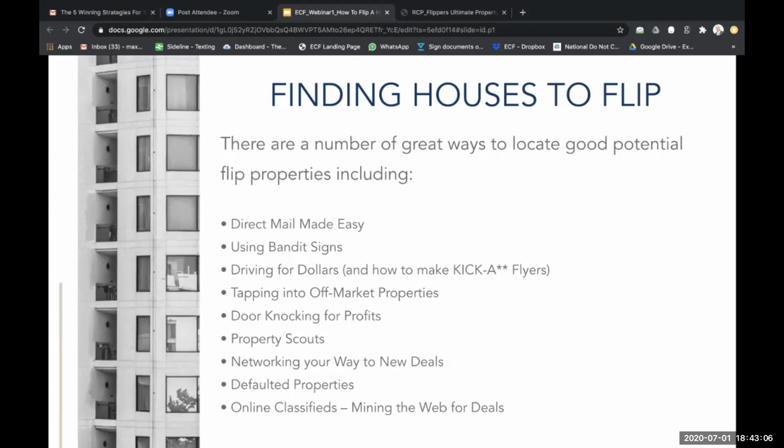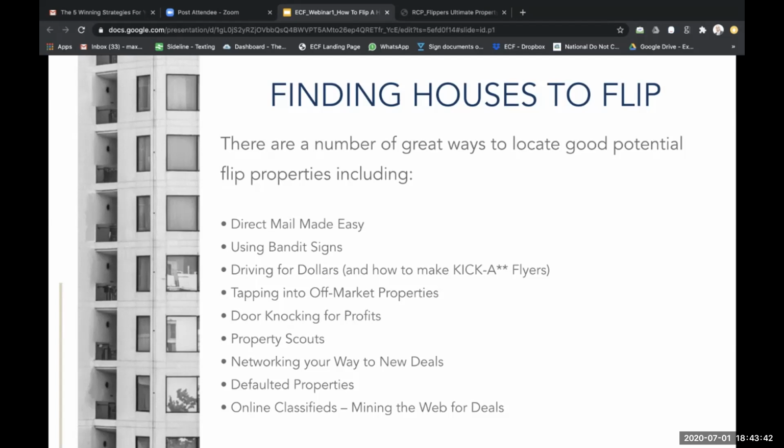Tapping into off-market properties is an excellent way to go. A few ideas that I could bring to the table are Craigslist and knocking on doors. What off-market deals means is that it's not on the MLS, it's a lower price range, and hopefully those are people that are more anxious and tempted to sell. So whether it's Craigslist, driving for dollars, or knocking on doors, those are off-market property deals.